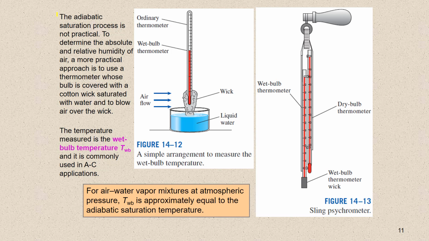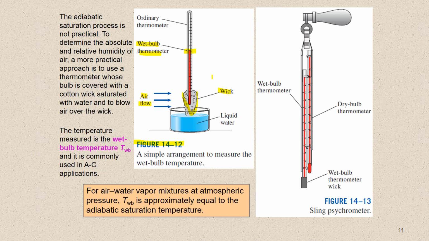A more practical approach is to use a thermometer whose bulb is covered with a cotton wick saturated with water, and to blow air over the wick. This can be seen in figure 14.12. The temperature measured in this manner is called the wet bulb temperature, or T sub WB, and is commonly used in air conditioning applications. The basic principle involved is very similar to what we discussed in the adiabatic saturation process.